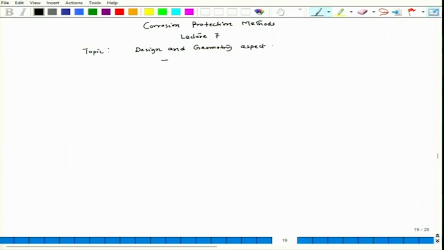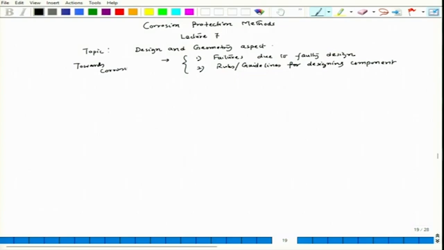Now, the subtopics for today's class are: one, failures that are encountered due to a faulty design, and the second one, the rules or the guidelines for designing components. Both are towards corrosion protection. So, once we know failures due to design aspect, we can actually formulate rules as well as guidelines for designing components.